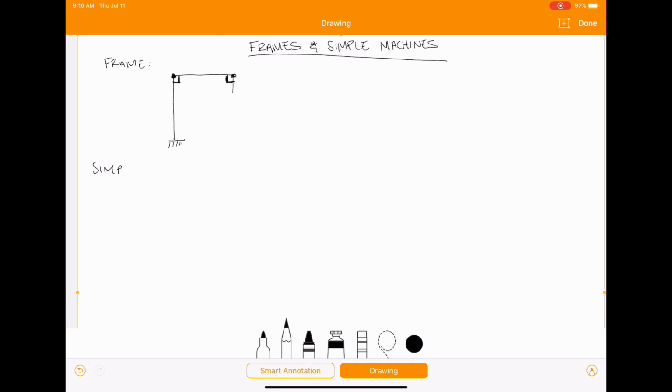So, moving on to simple machines. There are lots of different examples of simple machines that you might see. Some of the popular ones include pulley systems, or things like wrenches, pliers, fingernail clippers, etc.